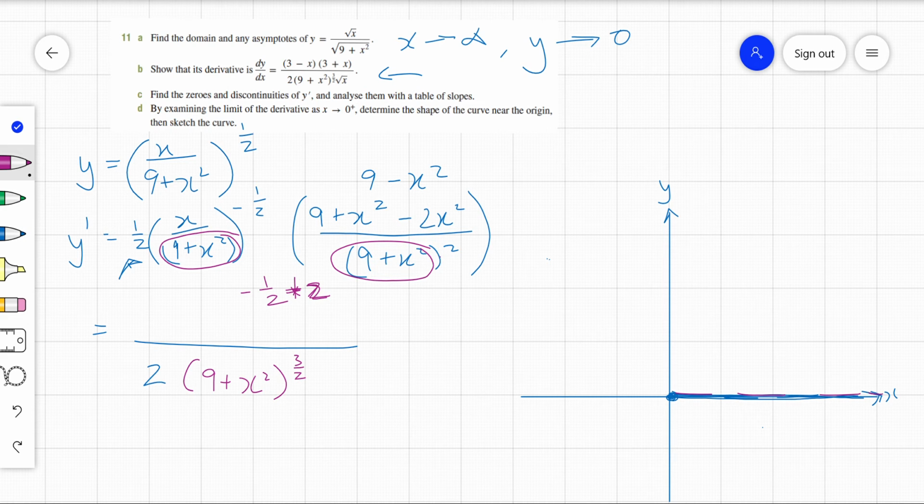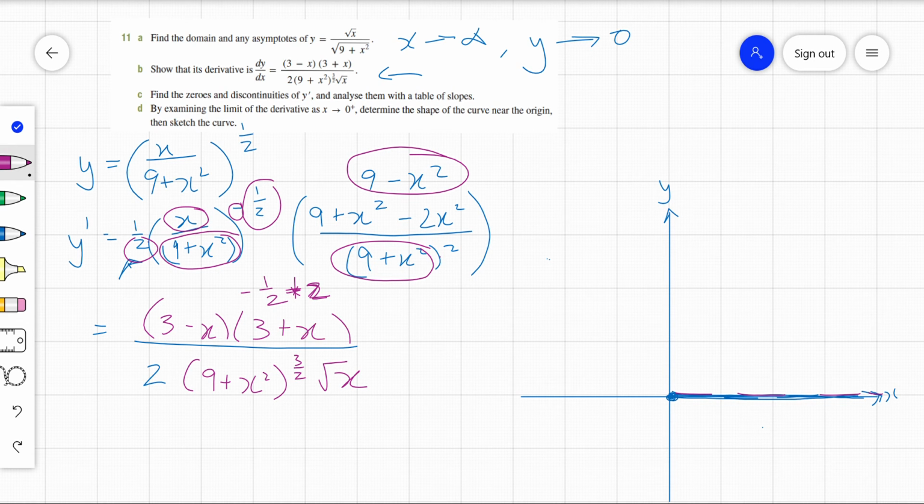We also get a root x. Where's that coming from? So if I take this x on top, it's to the power of negative, so 1 on x, and now 1 on root x. So that's where that root x comes from. Alright, so we've used all these things up. The only thing we haven't used is this at the top, which is 9 minus x squared, difference of 2 squares. So we get 3 minus x, 3 plus x. Alright, so yes, we get that dy dx, no problem.